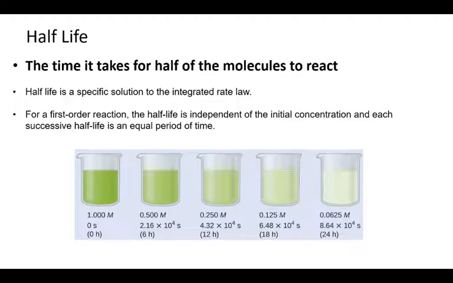So it's half of whatever the initial concentration was. And in the case of first order reactions, that always takes the same amount of time, but we'll see that for other reaction orders, the half-life is calculated differently.